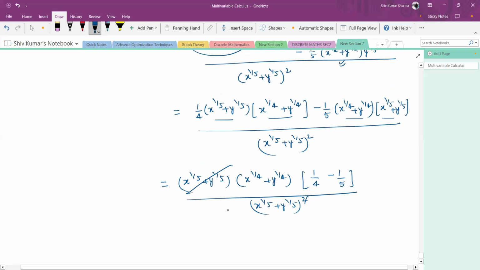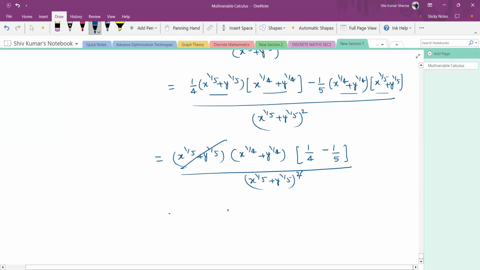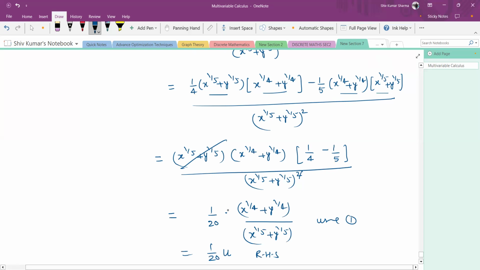Okay. So now we have 1 by 4 minus 1 by 5. We write down that this is 1 by 20 into x raised to the power 1 by 4 plus y raised to the power 1 by 4 upon x raised to the power 1 by 5 plus y raised to the power 1 by 5. So this is our u, using equation 1. So this gives us 1 by 20 into u. So this is equal to the RHS part. So we have verified. That means we proved, or we can say that it is verified. So we write down as verified.